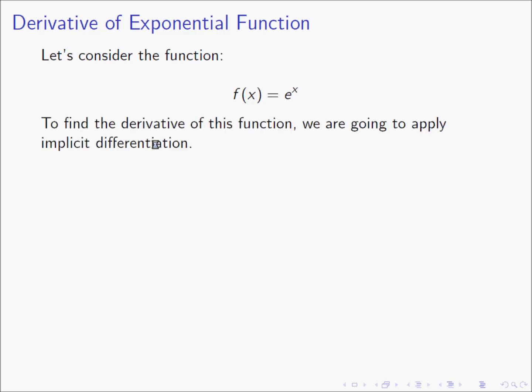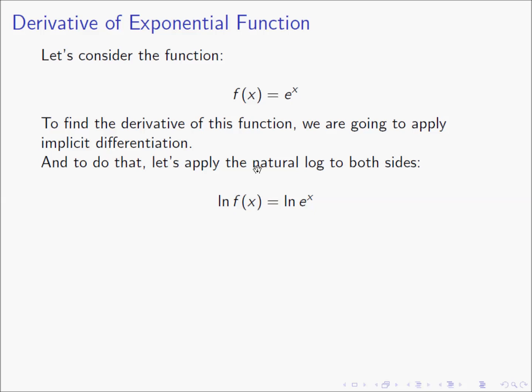To do that, in this case we're going to apply implicit differentiation, and we're going to use a little technique that is useful not only for this function but many times helps you to simplify some calculations. So what we're going to do is to apply the natural log to both sides of this equation, the definition of the function. So we apply the natural log to both sides, and we get that the natural log of f of x equals the natural log of e to the x.